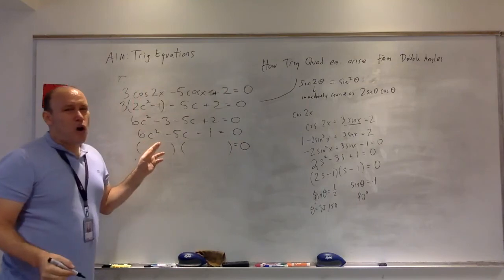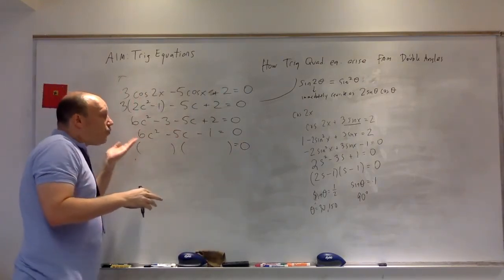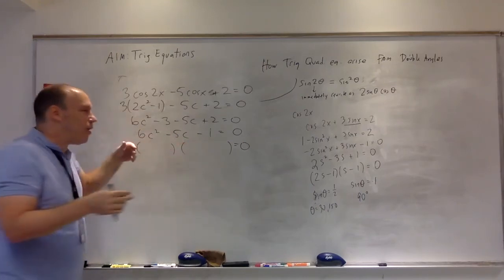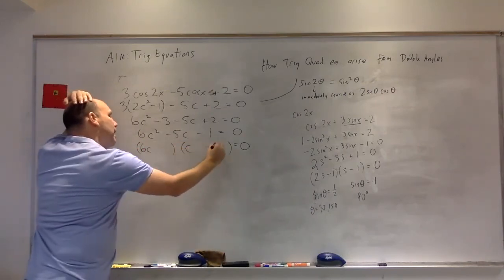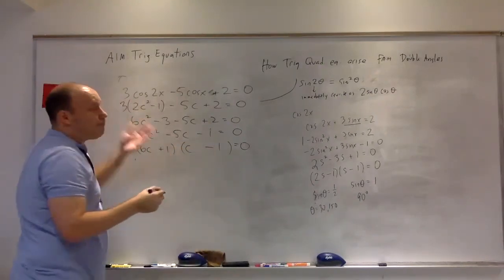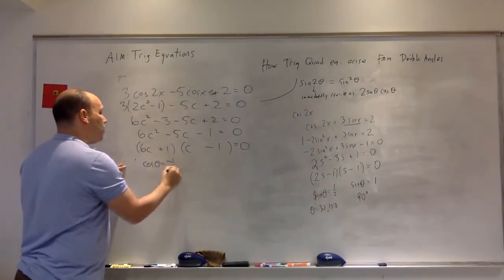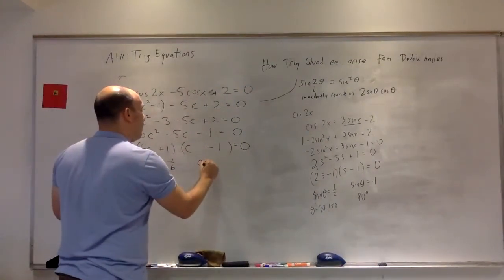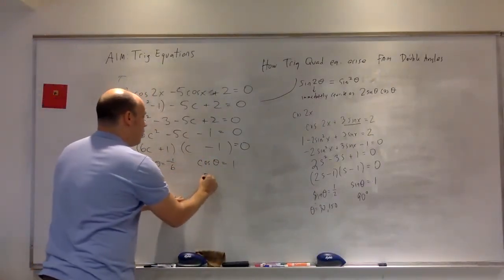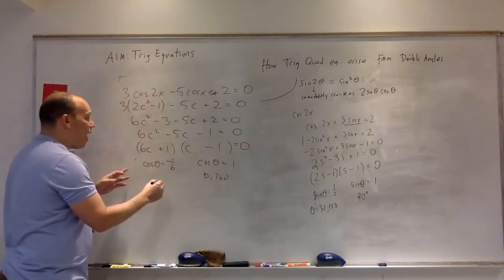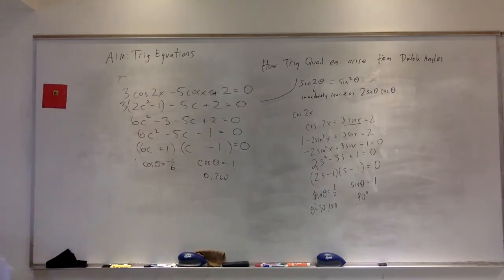It's probably not going to show up, but if it does, then use your calculator. What do we have here? We have 6c plus 1 and c minus 1, so cosine of theta is equal to negative 1/6, and the cosine of theta is equal to 1. This one I can do on my own. It's 0 and 360. This one you need the calculator.